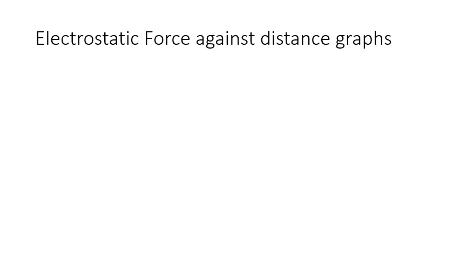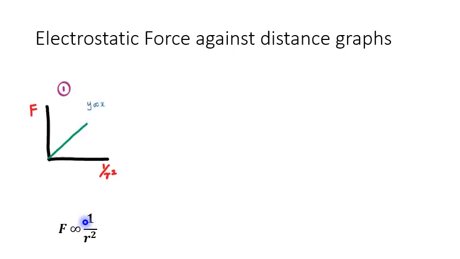Next is electrostatic force against distance graphs. Remember, force and distance have an inverse square relationship. F is directly proportional to 1 over r square. So in the first graph, we have force on y axis and 1 over r square on x axis. F and 1 over r square are directly proportional, right? So the graph should be a straight line passing through the origin. In the second graph, we have taken force on y-axis and distance on x-axis. So in order to get the force, we have to take the reciprocal of the square of the physical quantity taken on x-axis.